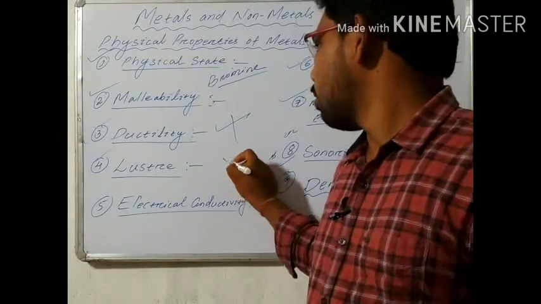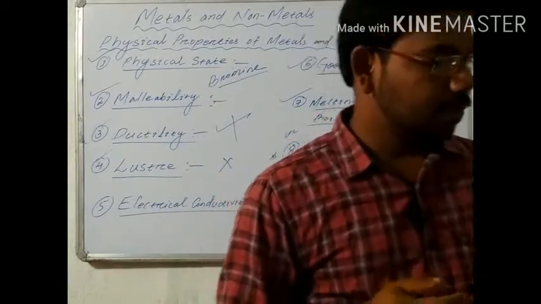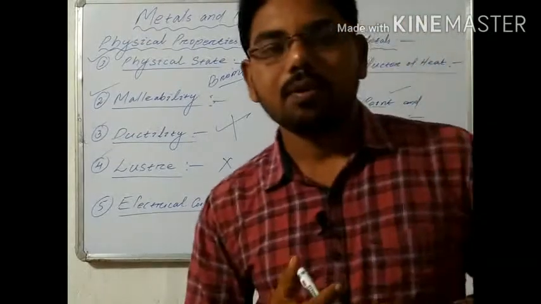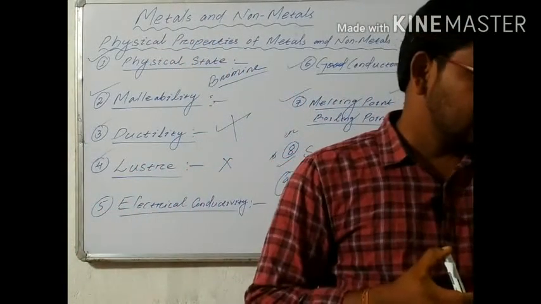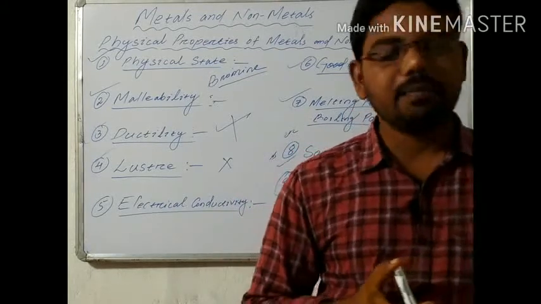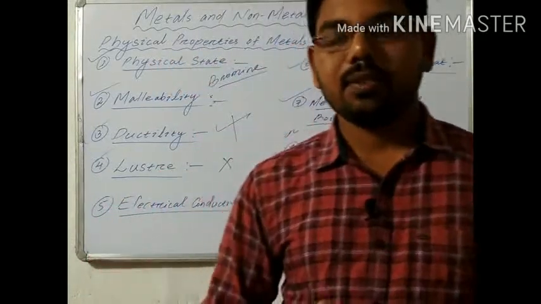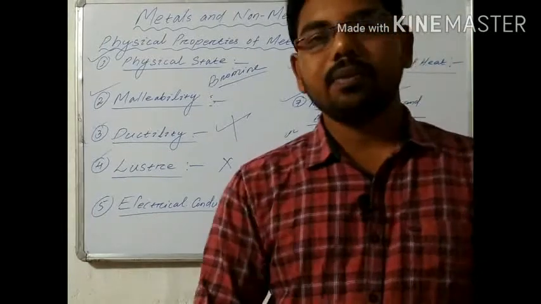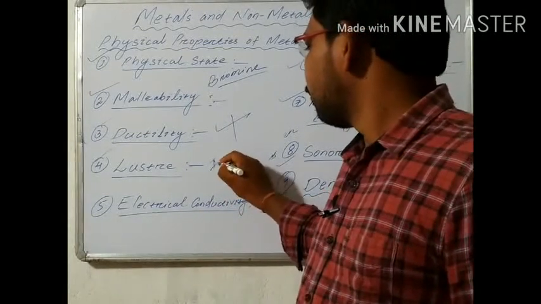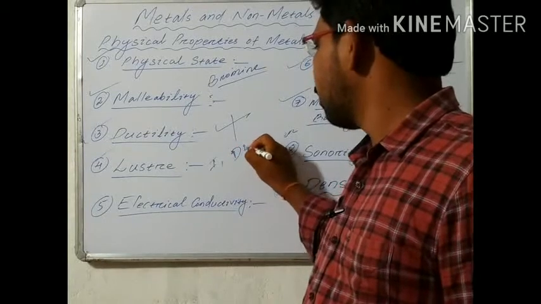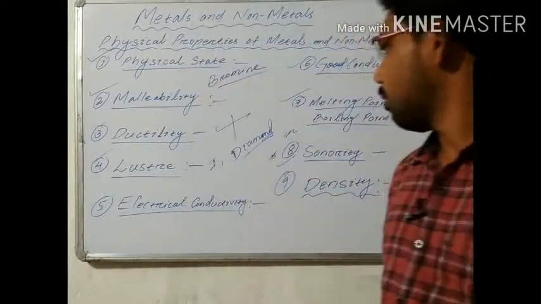Next is lustre. Most of the non-metals do not have lustre, but some carbon forms, that is diamond, graphite, and iodine, do have lustre. Diamond is made up of carbon, and carbon is a non-metal, so diamond has lustre, and iodine also has lustre. Some non-metals like iodine, graphite or diamond have the property of lustre, or shining.